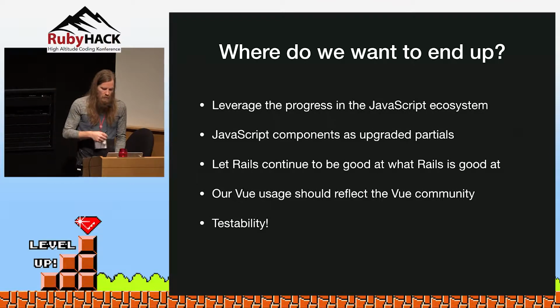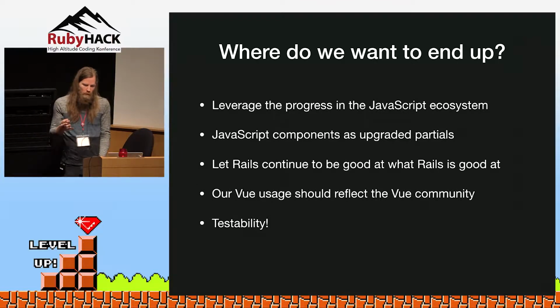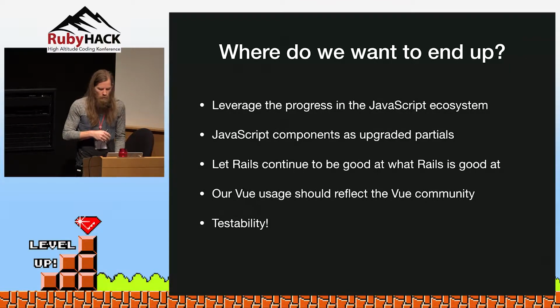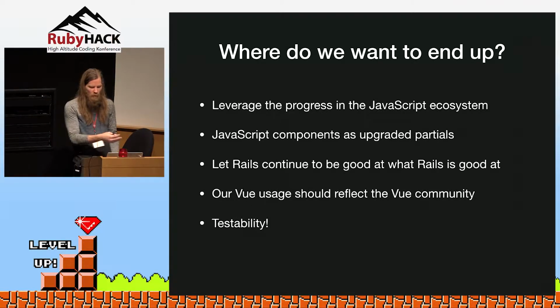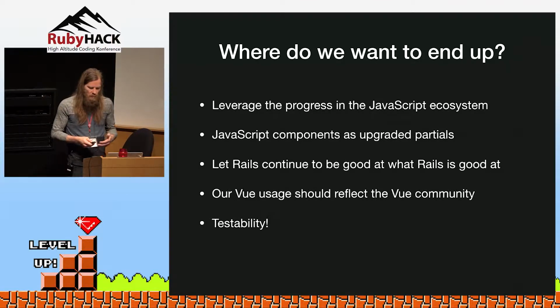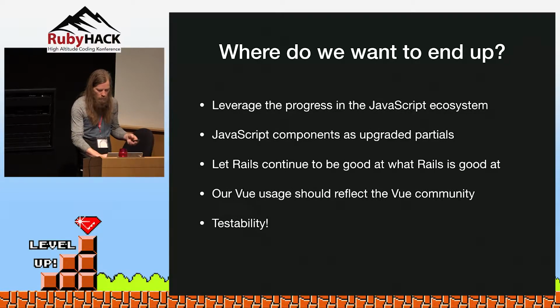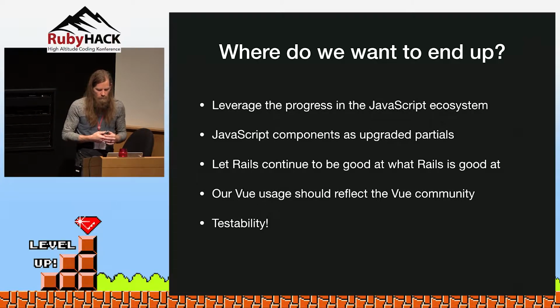Even though we're buying into more modern JavaScript approaches, we don't want to divert too harshly away from the Rails way. What if we thought of JavaScript components as upgraded partials? A different type of partial when you need some of that on-page interactivity. We also don't want to re-implement things that Rails is already good at. All the ways it really enhances our productivity, routing, forms, the general HTTP lifecycle, etc. Rails is really good at that stuff, and let's not take that away.